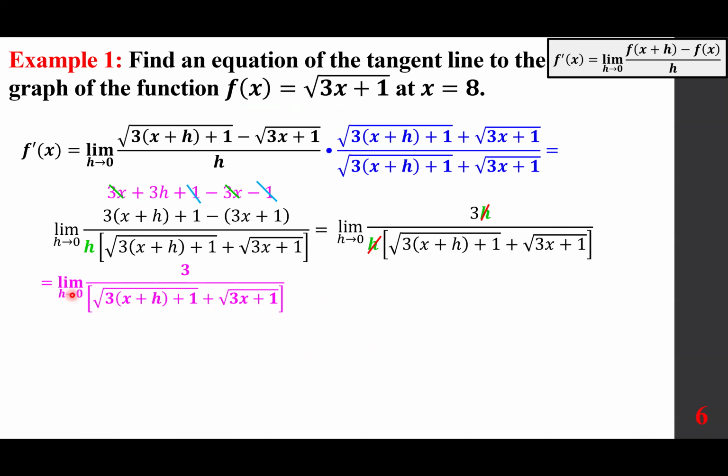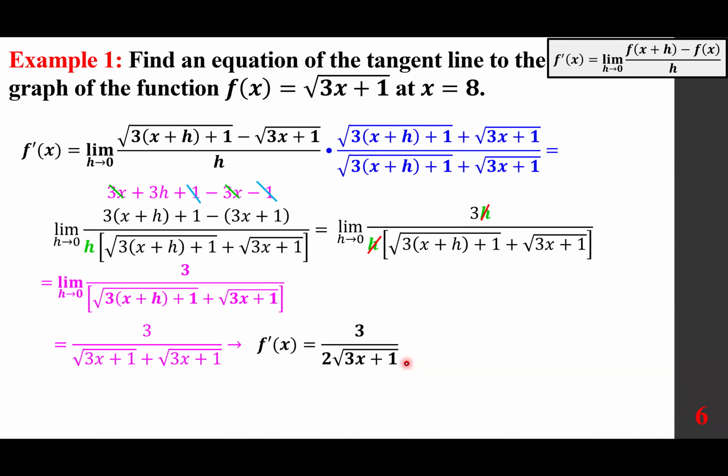And now it's important to keep the limit here. Now, because of the limit, you can replace the h with 0. And if you do so, the first square root becomes 3x plus 1, which is identical to the second one. Notice, now that we plugged in h equal to 0, we lose the limit sign, but not before that. And so f prime of x is this, 3 over 2 square root of 3x plus 1.